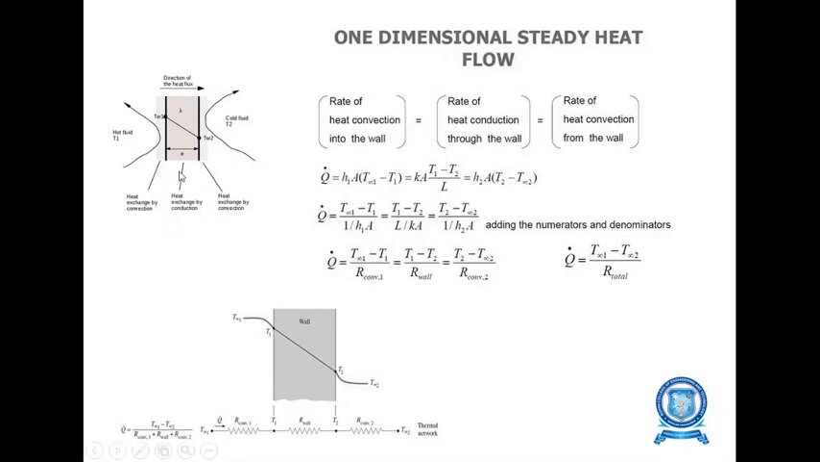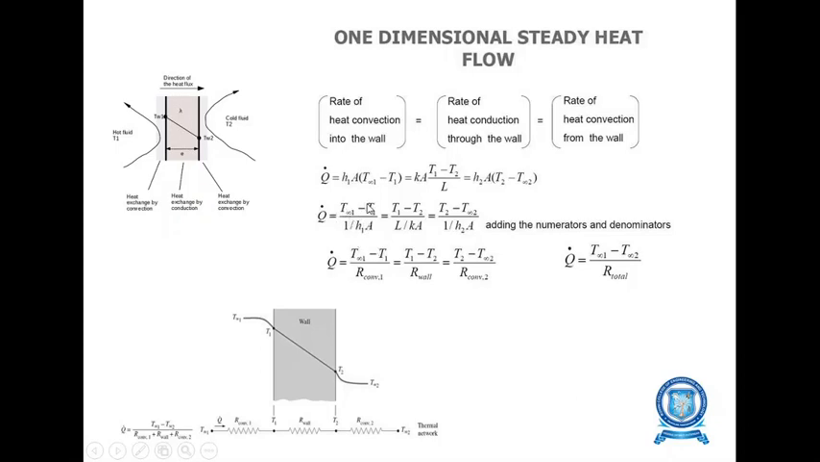As previously discussed, in a plane wall, if both convection and conduction take place, this will be the relation: the heat transfer rate Q is equal to the temperature difference divided by the resistance offered.